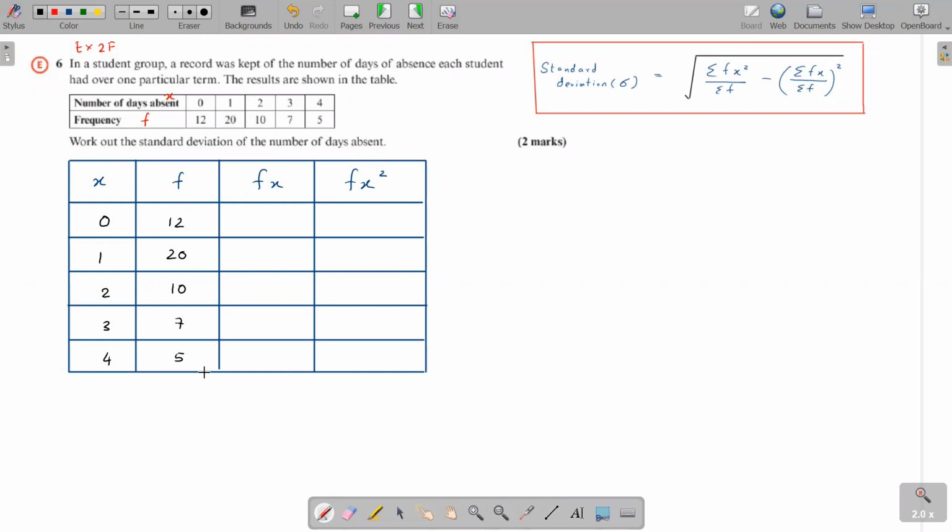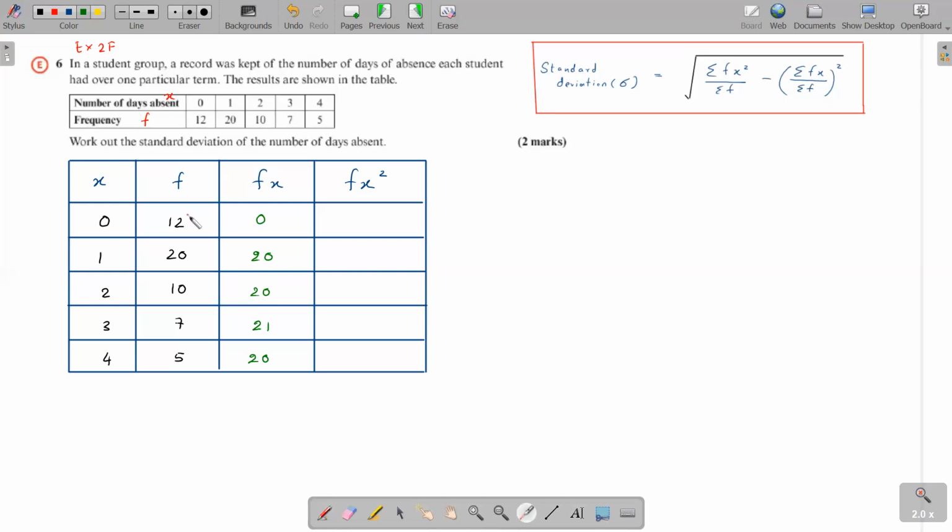Okay, so now let's go for fx. Fx means you multiply the x value with the frequency value. 0 times 12 is 0. 1 times 20 is 20. 2 times 10 is 20. 3 times 7, 21. 4 times 5, 20. That's the fx column.